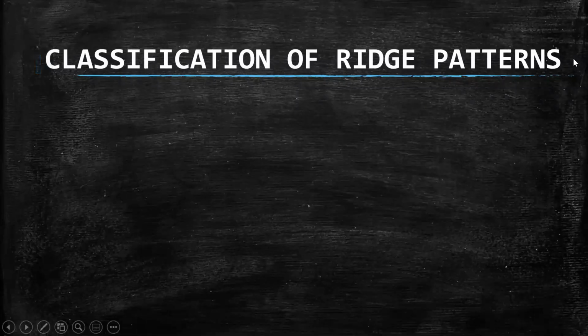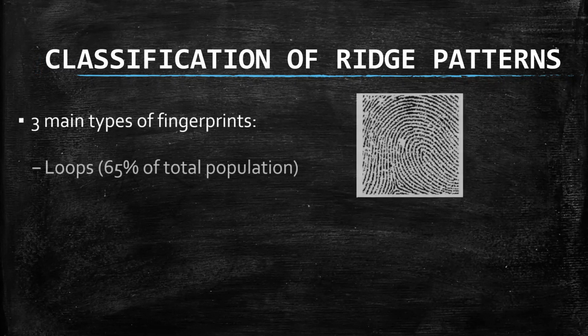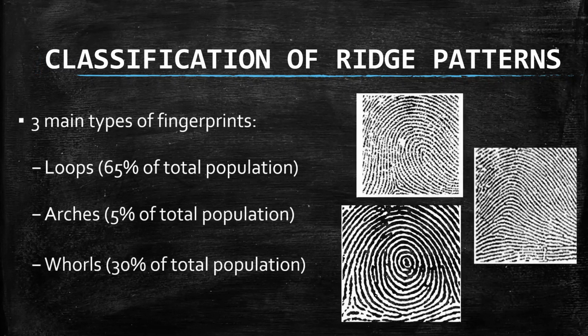So last time we talked about some characteristics of fingerprints and what a fingerprint is. So today we're going to actually get into the types of ridge patterns. There are three main types of fingerprints: loops, arches, and whorls. Loops are the most popular, with 65% of the total population of people having mostly loops on their fingers. Arches are the least popular, only 5%, and whorls are in between.